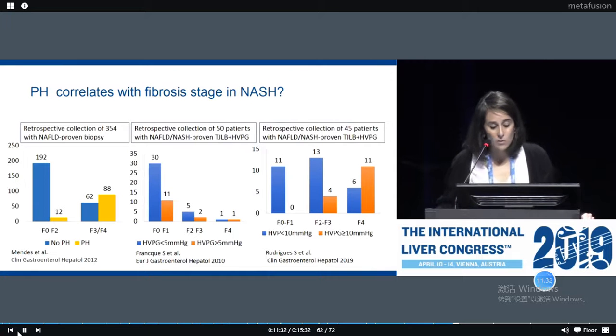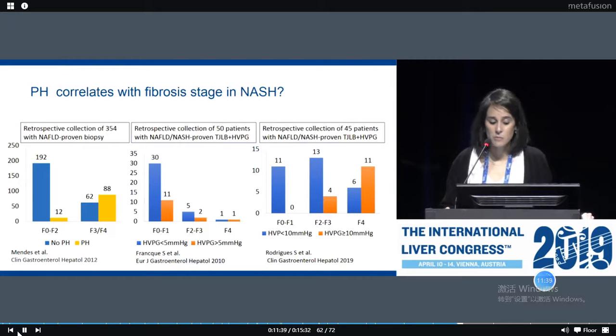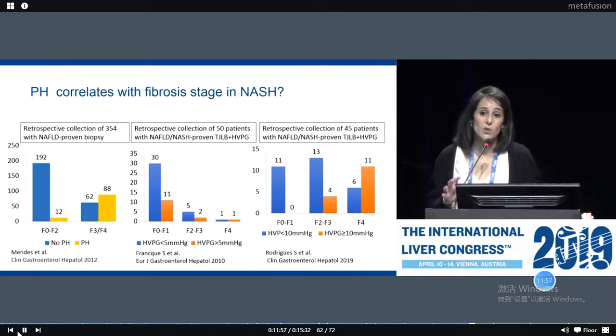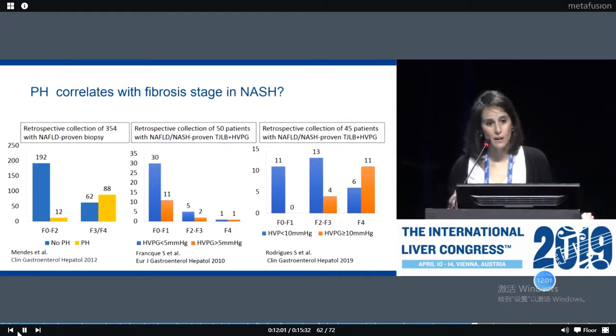The second one is another paper collecting 50 patients with transjugular liver biopsy and HVPG measurement, and again they could see that they had patients with HVPG more than 5 with portal hypertension that did not have cirrhosis in the liver biopsy, although this paper did not consider clinically significant portal hypertension, and we do not know how many of those patients had an HVPG over 10 millimeters of mercury.